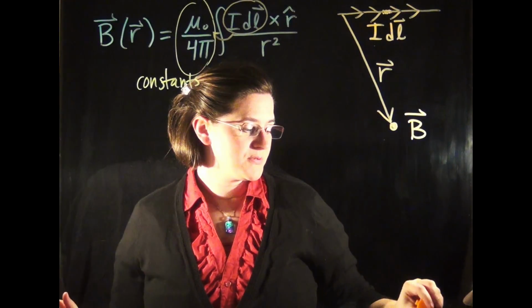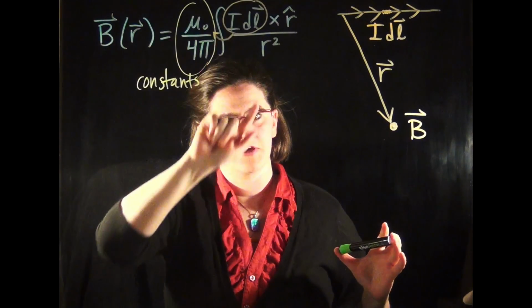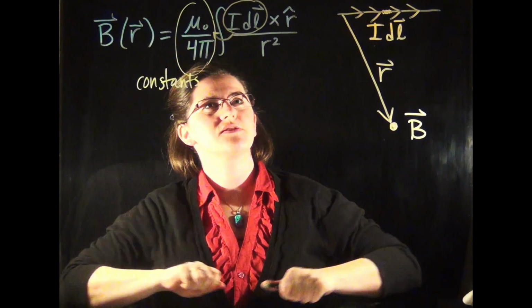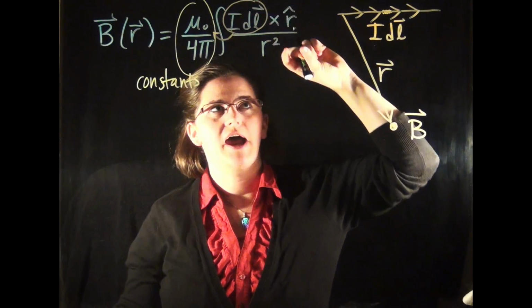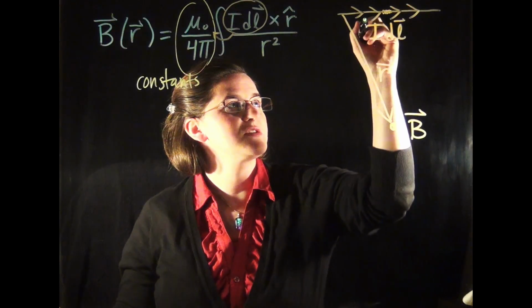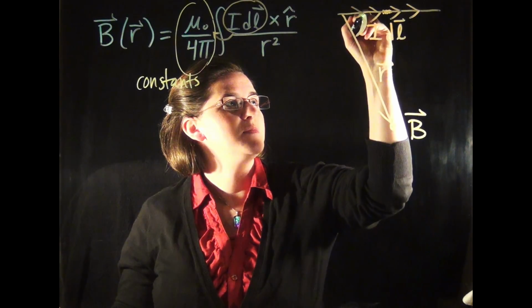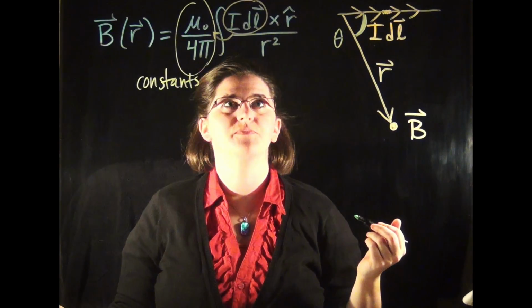Now it's handy to define also an angle here, even though there's not an angle in this equation, but notice that there's a cross product between I dl and r hat. And when you have a cross product, it's convenient to have an angle between those two vectors. So let's put this angle, let's call that angle theta, and you'll see in a moment why that's useful.